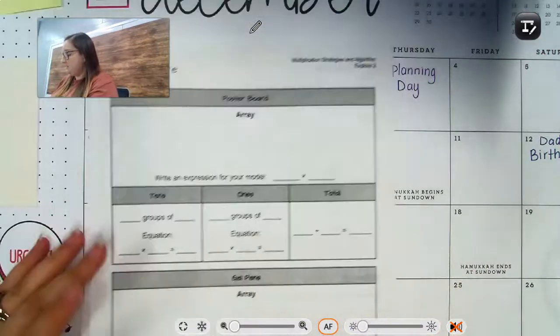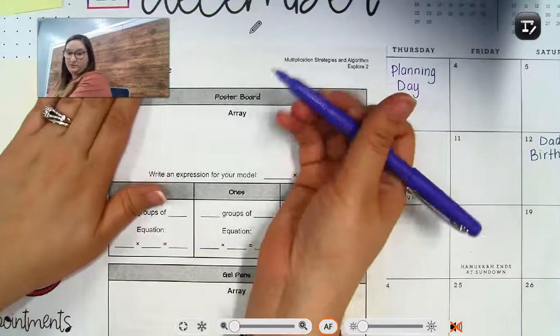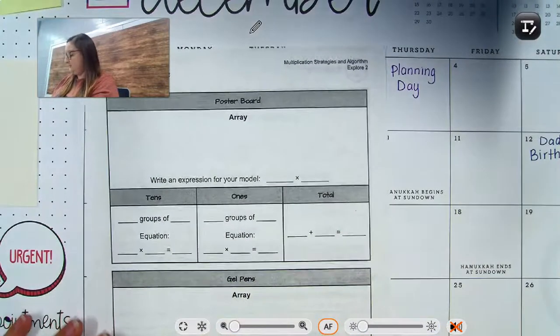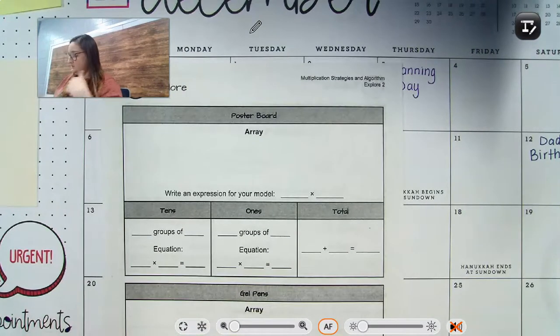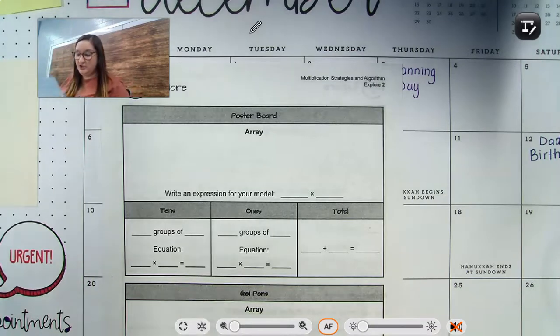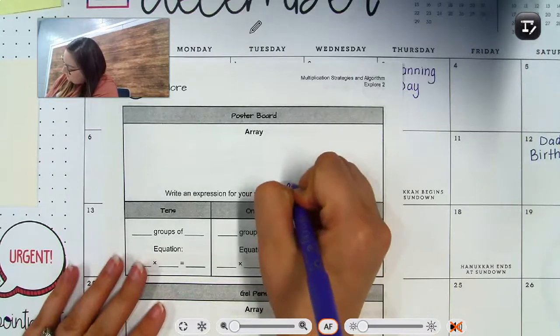So let's do another one, and these are poster boards. We are going to see how many poster boards they have. It says there are 6 colors of poster board and there are 32 sheets of each color. How many sheets of poster boards are there? So we're going to be doing 32 times 6.